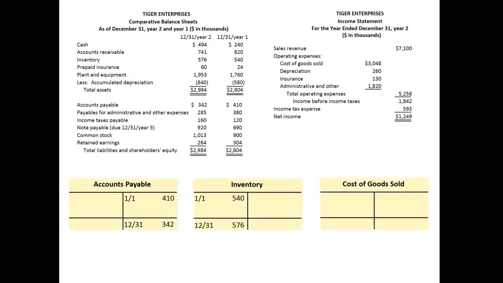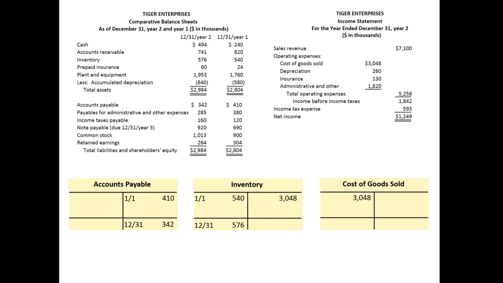Also, as we look at accounts payable and inventory and cost of goods sold, this involves computing it with three different T accounts. We show our cost of goods sold during the year of $3,048,000. We began the year with $540,000 in inventory, and we know we ended the year with a balance of $576,000 in inventory. Also, we know our accounts payable began the year with $410,000 of inventory and ended the year with $342,000 of inventory.